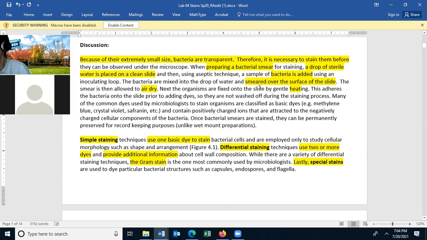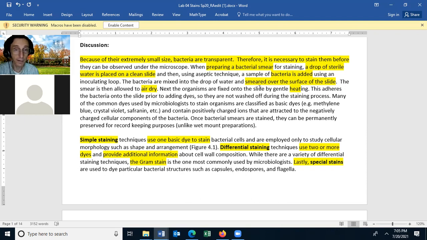You do not put on a loop full of cells where the entire loop is full of cells. What you do is only put on a very small portion of that loop, maybe 1/8 of the loop. And this is obviously a pen, but I'm trying to pretend it's a loop. Okay? I don't have any loops with me here. You then smear the bacteria all over the surface of the slide. Ideally, you want the bacteria to be 1 layer thick.